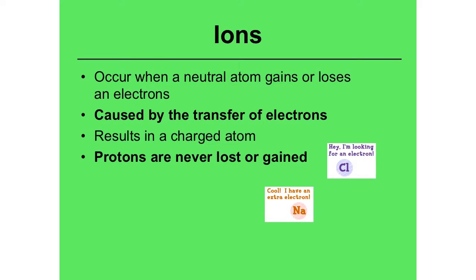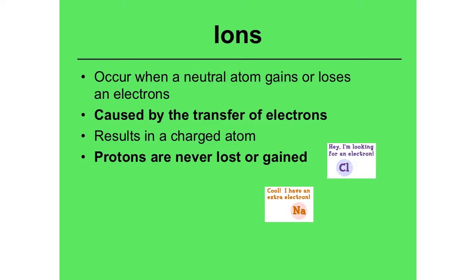All right, we've already talked about atoms and how to figure out how many protons, neutrons, and electrons are present within the atom. We've also talked about isotopes. Those are when we have the same element, like carbon 12 and carbon 14, but they have different masses because they have a different number of neutrons.